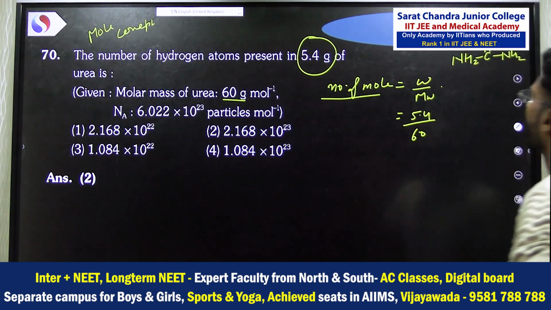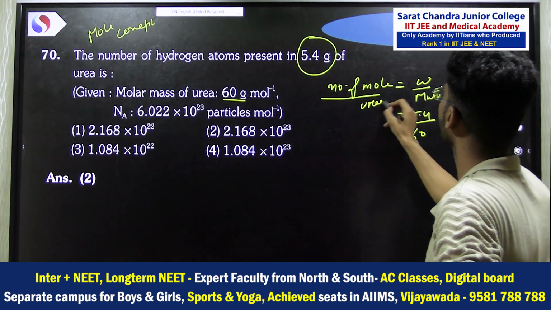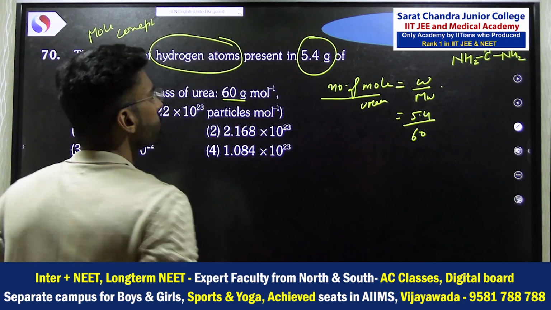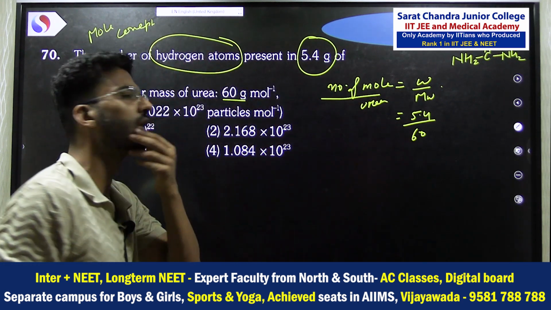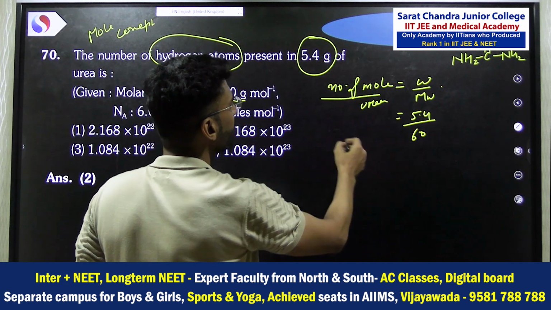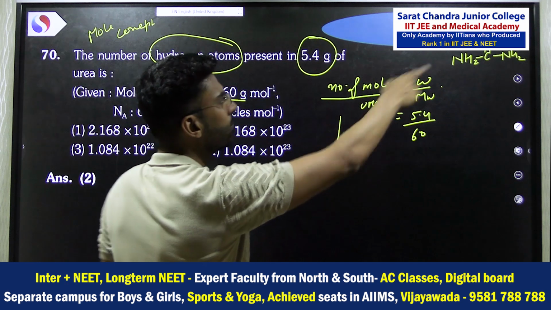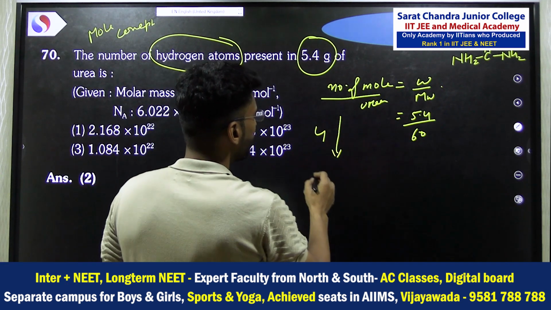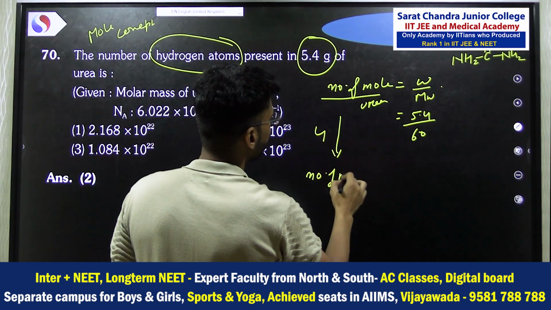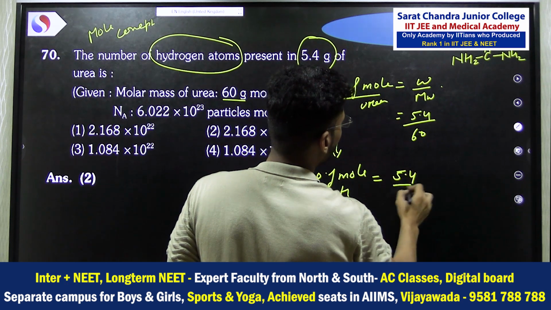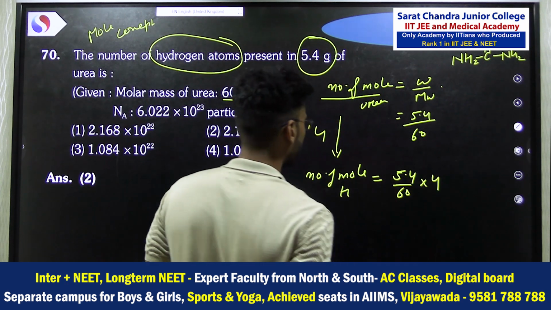Number of moles of urea. But the question asks for the number of hydrogen atoms. So how many hydrogen atoms are in one molecule of urea? 4. In 1 mole of urea, how many moles of hydrogen? 4. So simply, the number of moles of hydrogen will be equal to 5.4 by 60 into 4.